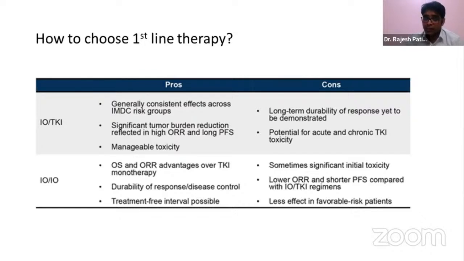But the disadvantage with this combination is that it has not shown any benefit in low risk and favorable risk patients. The second disadvantage is that it has a very low overall response rate and a much shorter PFS compared to the immunotherapy and TKI combination. So if you want response rate, if you want progression-free survival, then this is not a good combination.